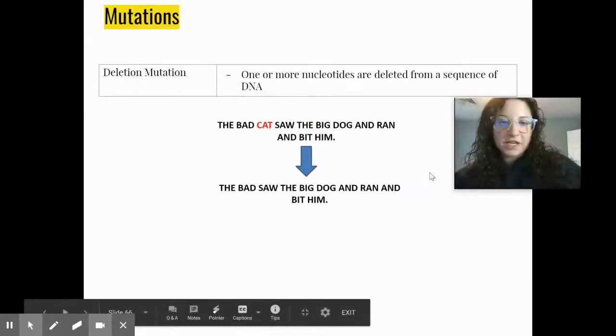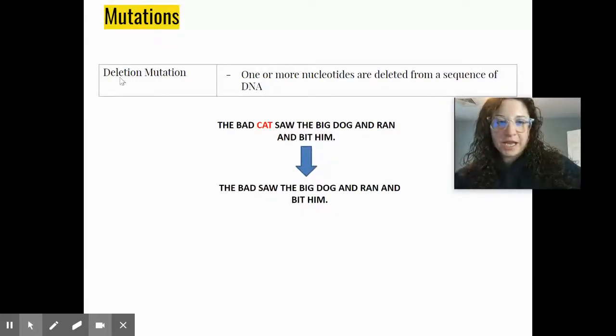The opposite of an insertion mutation is going to be a deletion mutation. So this is when one or more nucleotides are deleted from a sequence of DNA. So for our example, the bad cat saw the big dog and ran and bit him. If we delete the word cat, it's now going to read the bad saw the big dog and ran and bit him. So this sentence will no longer make sense. We don't know what the bad is.